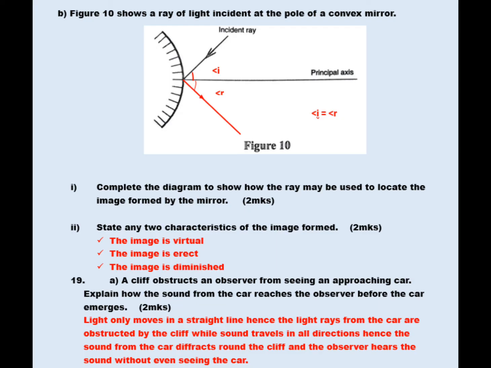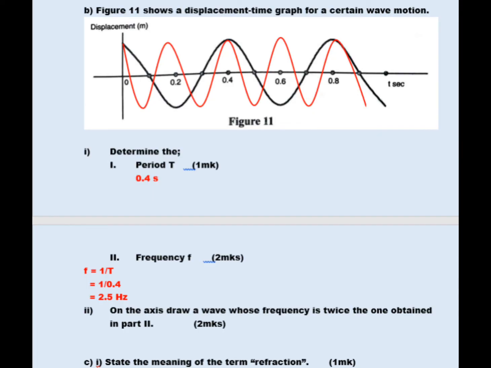That is a difference. Light can only move in a straight line, so it's blocked by the cliff. But sound is able to maneuver because sound moves in all directions and it can diffract along the cliffs. Figure 11 shows a displacement time graph for a certain wave motion. Determine the period. So we have the black one.